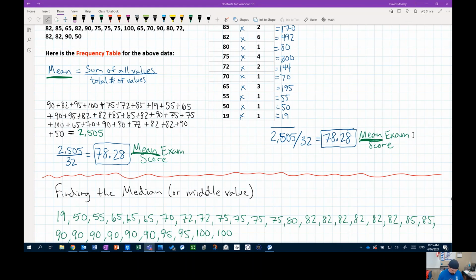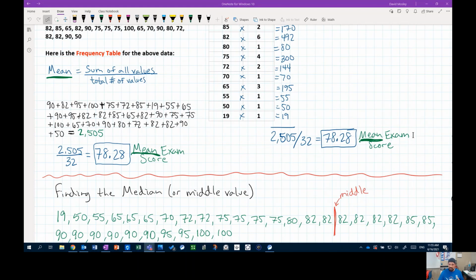Unfortunately, if we go 16 values, 1, 2, 3, 4, 5, 6, 7, 8, 9, 10, 11, 12, 13, 14, 15, 16, right? 1, 2, 3, 4, 5, 6, 7, 8, 9, 10, 11, 12, 13, 14, 15, 16. So this red line here is the middle. There are 16 numbers to the right, 16 numbers to the left. There's no value directly in the middle.